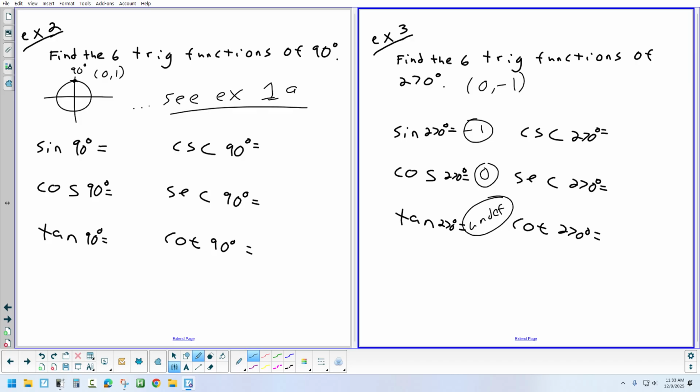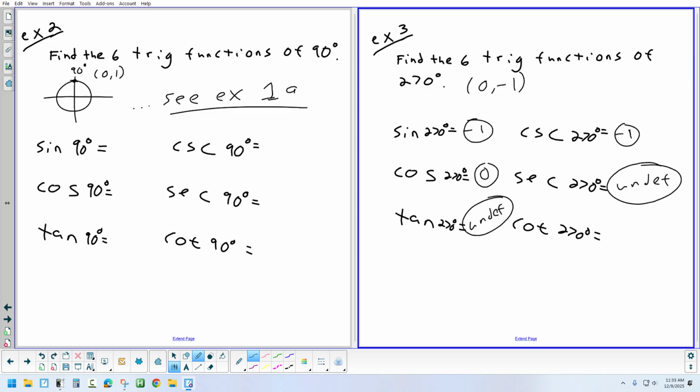How about, Hunter, can you give me the last 3? Cosecant would be 1 over... it would be -1. Yep. Secant would be 0. Well, it can't be the same as the cosine, because when you flip 0, you don't get 0. That one's undefined.